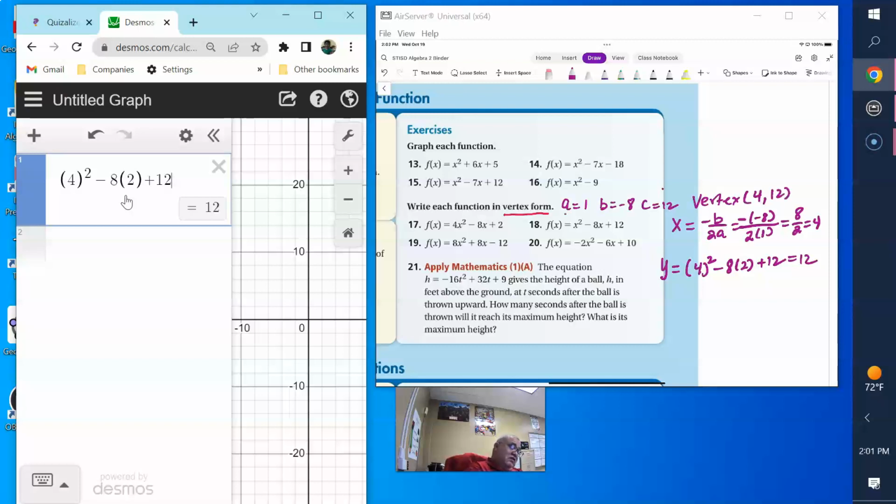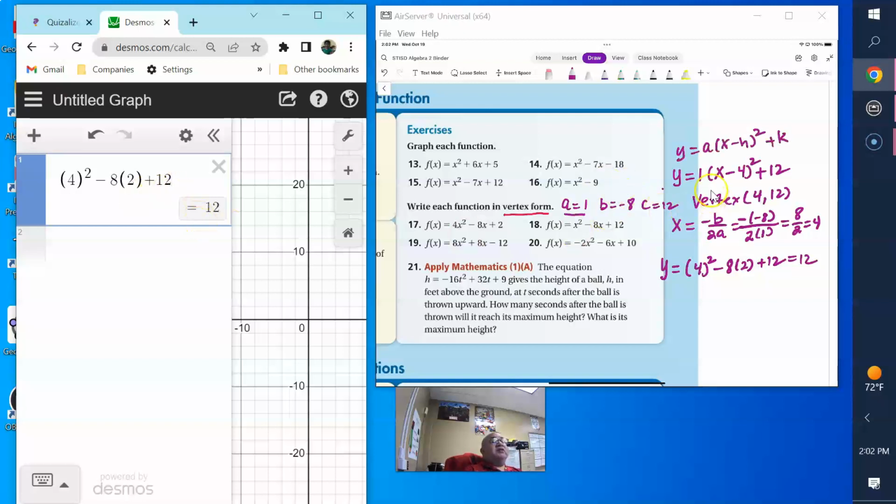We know that the value of a is 1, so I'm going to write down y equals 1, parentheses. I know it's to the right of the y-axis, so it's x minus 4 squared plus k, which is 12. The formula I'm referring to is y equals a times x minus h squared plus k.